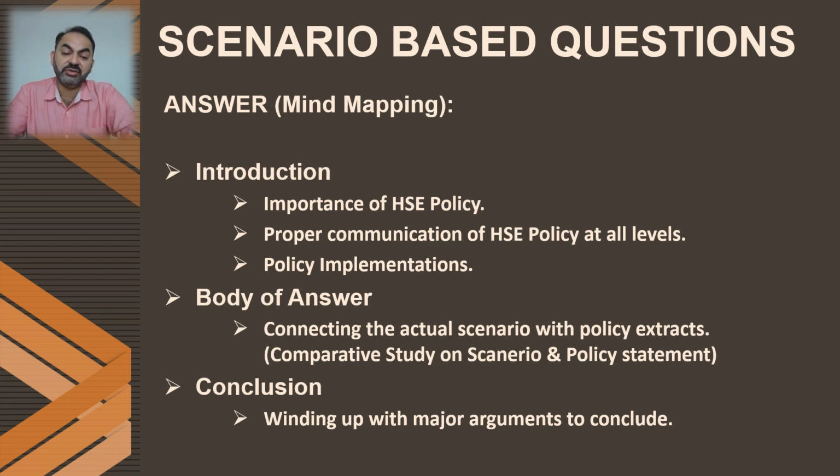And then the conclusion, winding up with major arguments to conclude. In this conclusion part, we need to summarize the whole thing we discussed above, and we need to emphasize the fact that the policy must be implemented properly to get the desired results, to achieve the objectives and the targets set in the policy. So we will be doing some homework here.